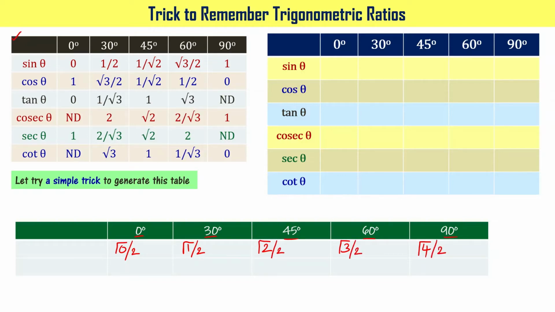Right, now you see what is the value of square root of 0 divided by 2. Square root of 0 is 0, divided by 2 is also 0, right? So let me write sine 0 degrees equal to 0. Right, this particular 0 I have written here. Now square root of 1 divided by 2, we know square root of 1 is 1, divided by 2 is 1 by 2. So let's write sine 30 degrees equal to 1 by 2.